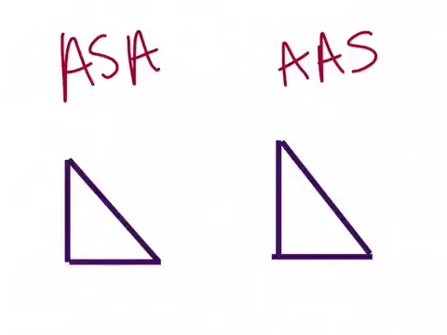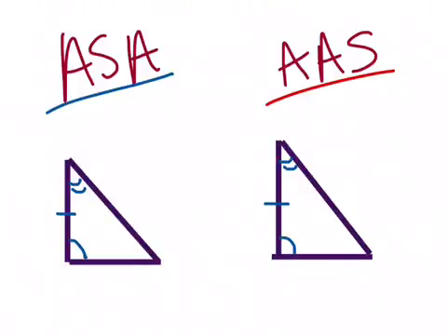In this video, we're going to look at two additional theorems to help us prove that triangles are congruent. And these are angle side angle and angle angle side. So for the first one, angle side angle, what we would have to know is that we have two congruent angles, two congruent sides, and then another pair of congruent angles.